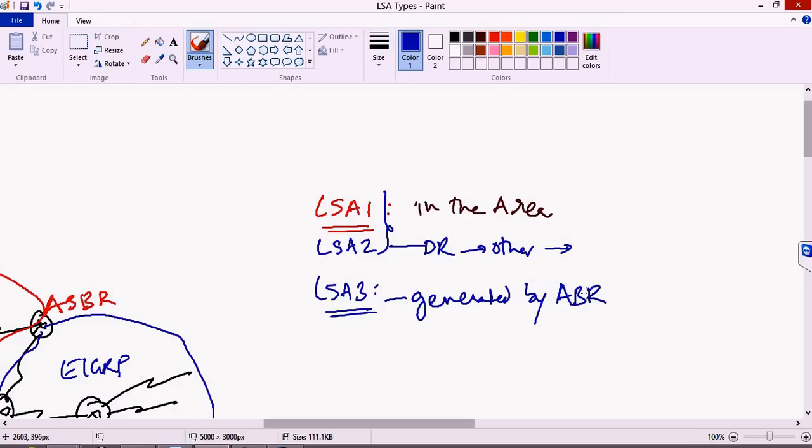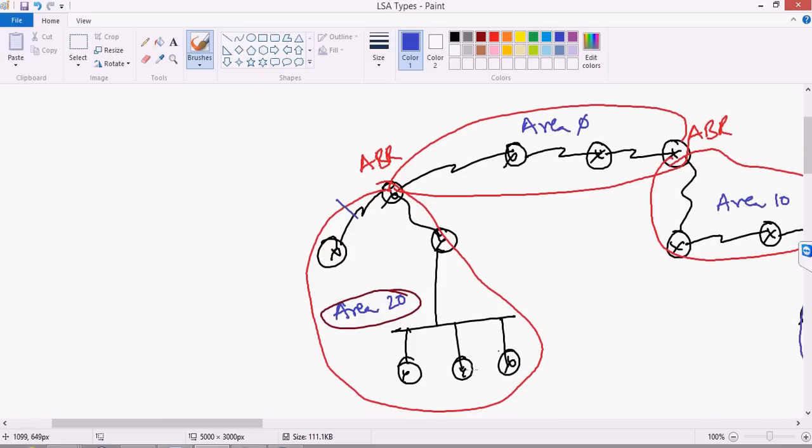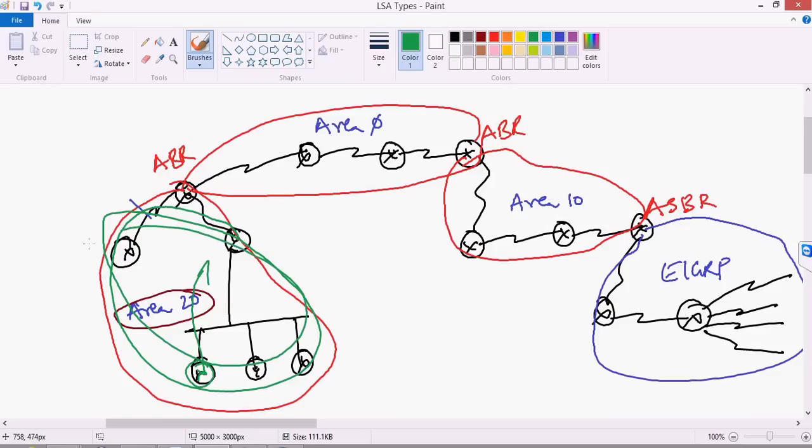Whatever the advertisements are, take an example here. This router receives some updates, it will send to this router, every router will participate in the advertisements. So all the routers inside the same area exchange the routes in the form of LSA1 or LSA2, right? That's what we discussed just now. Each router updates every other router inside the same area in the form of LSA1 or LSA2, normal advertisements. Even the border router will also participate and receive the advertisements from all the routers from the same area.